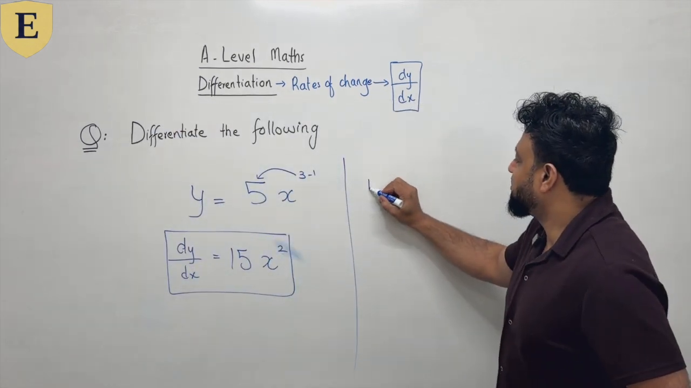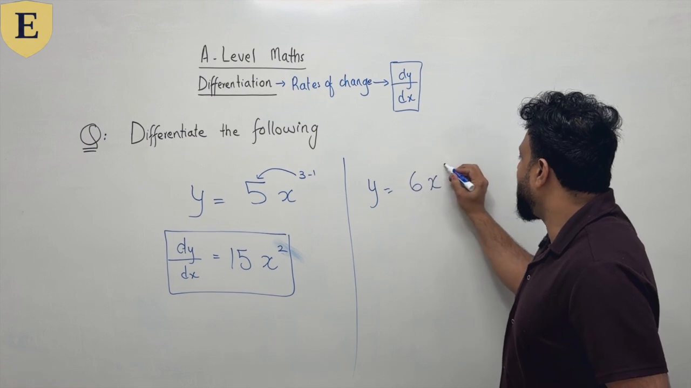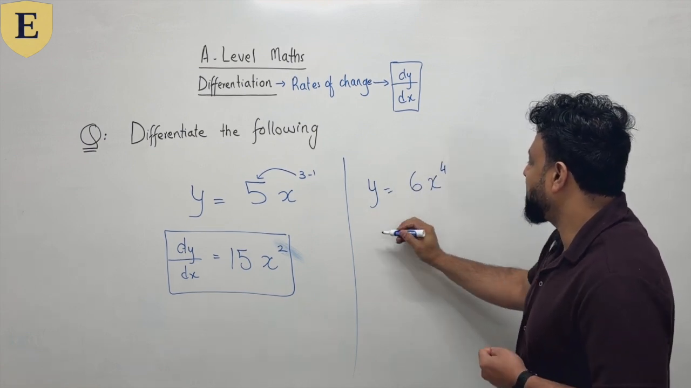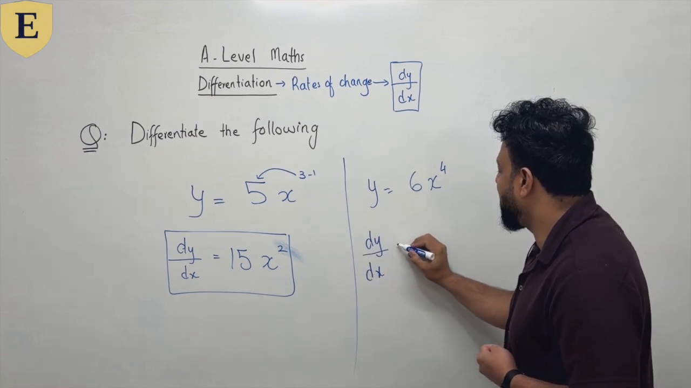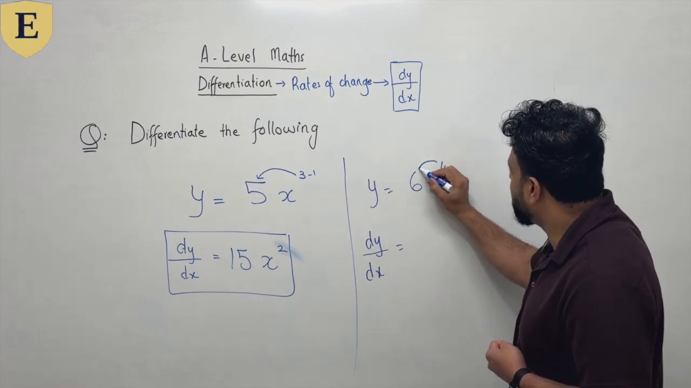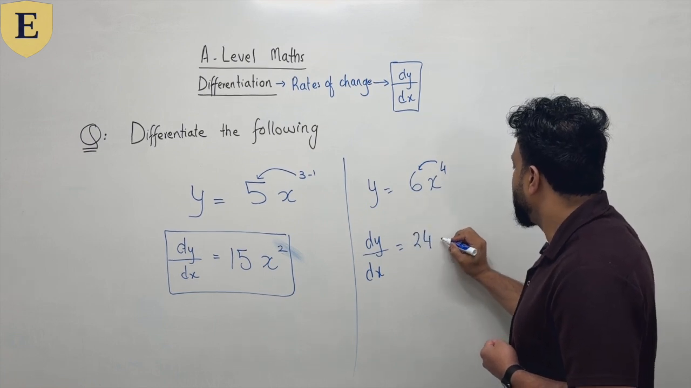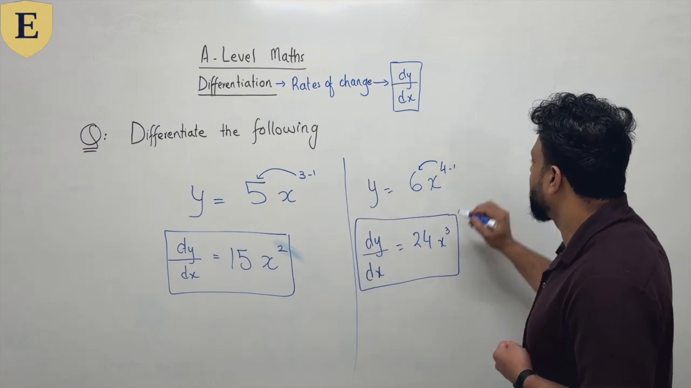If you've got a question that says y equals 6x to the power of 4, the first thing you will write is, because you've got the y and the x, you will write down dy, change in y, over dx, change in x. Multiply the power with the coefficient, that is 4 times 6 is 24, and then you take 1 away from the power, that will become x to the power of 3, and that is your answer.